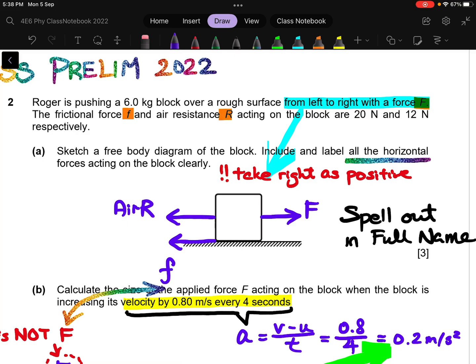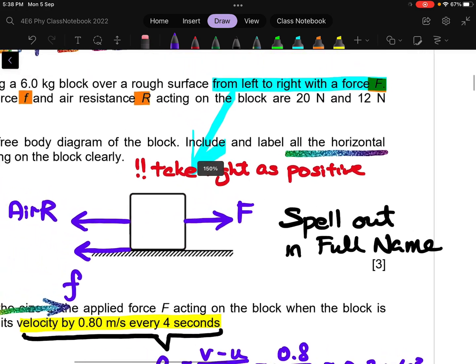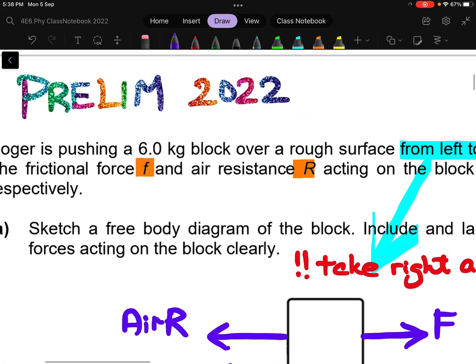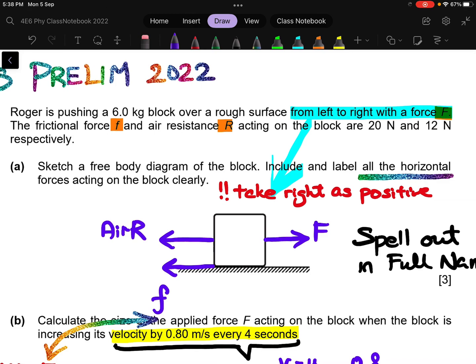We initially wanted to penalize those of you who didn't spell out the name of the force in full. But when I look at the question, we can actually see that when you look at the orange highlighted part, since the symbol is given to you in the question, we allow you to use symbols to denote the name of the force. Okay, but just to be safe, it is a good practice to always spell out anything that the question asks you to do.